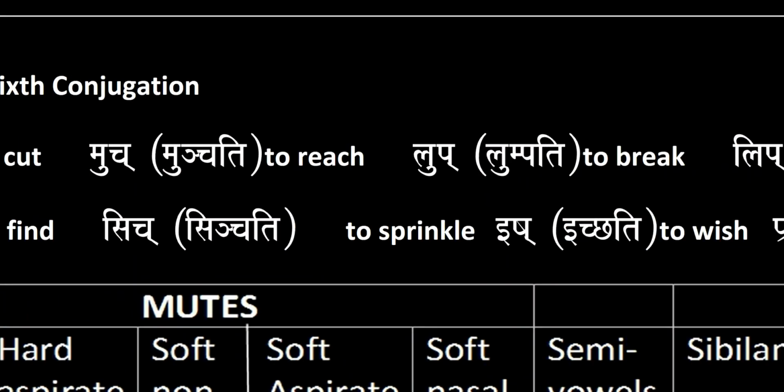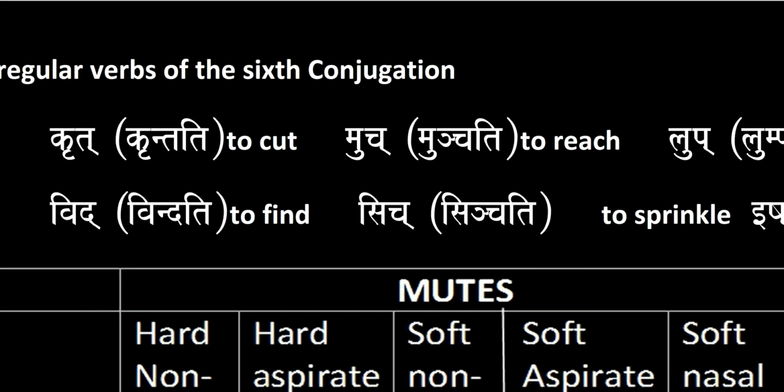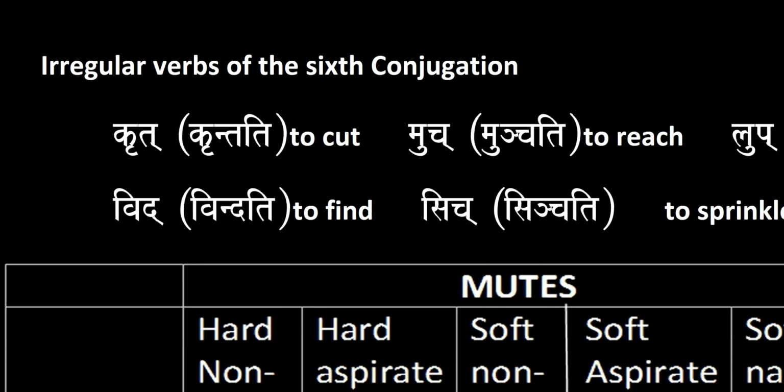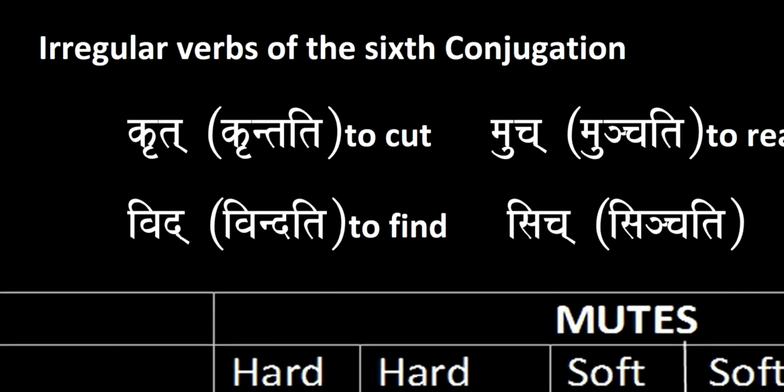Notice that in most of the irregular verbs here, a nasal consonant is added. A half nasal consonant is added to conjugate the verb. And we're going to use that as a tool to help us remember how the irregular verbs of the sixth conjugation are formed, to help us remember these vocabulary words.